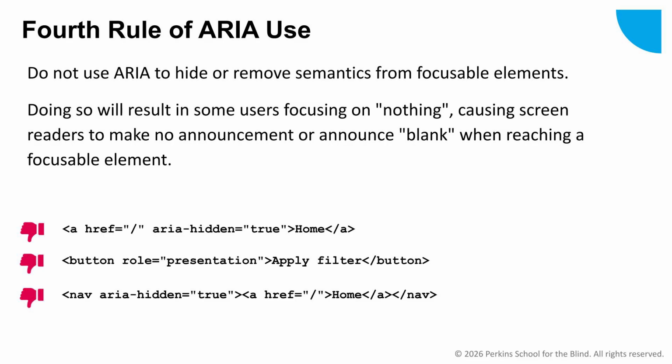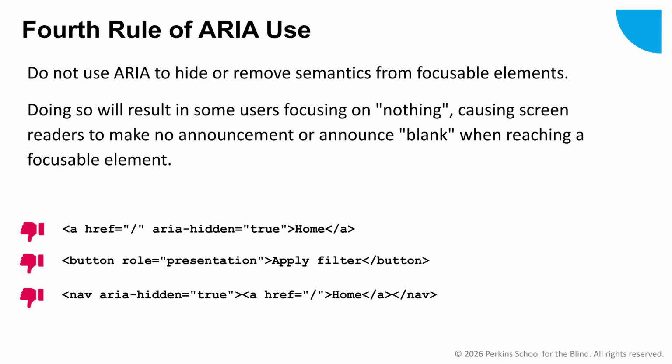For example, you shouldn't add ARIA hidden to a link like we have with the first example. We also don't want to add role equals presentation to a button, because that changes the role of the button. And finally, the third example we have is ARIA hidden on a nav. We wouldn't want to hide that nav or remove its semantics, because navigations are incredibly important, especially for keyboard users.